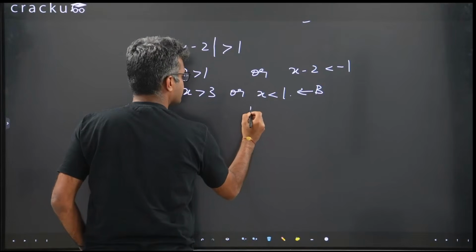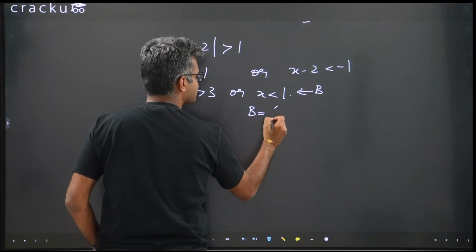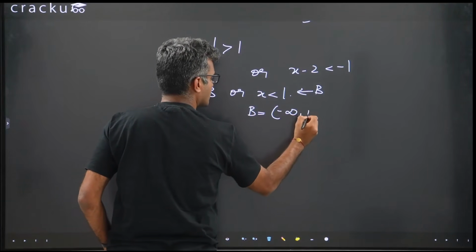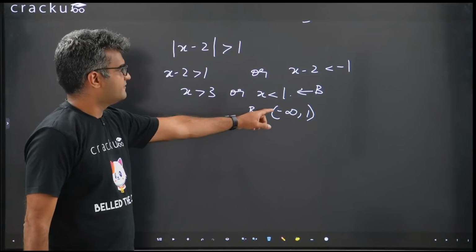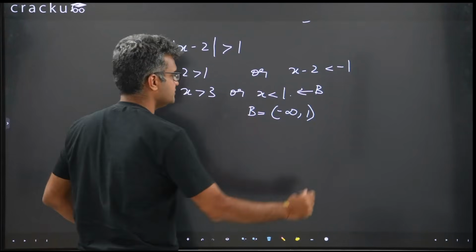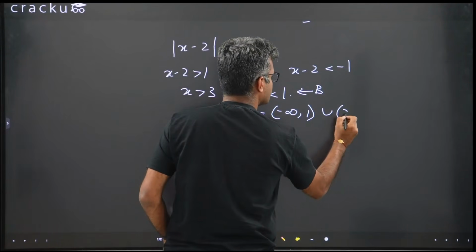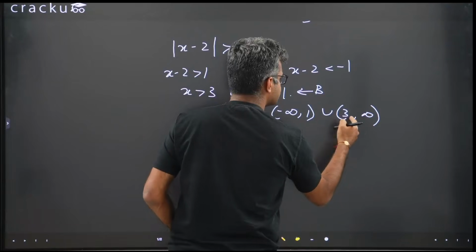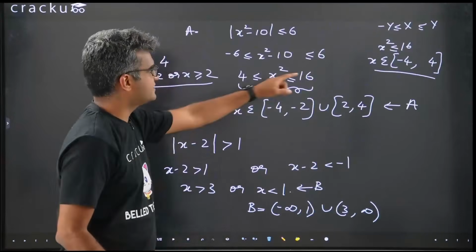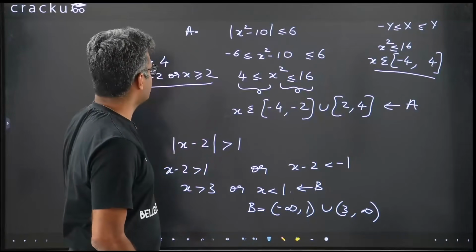So b would be minus infinity to 1. Note that 1 is not part of the interval, union 3 to infinity. This is the value of b. This is the value of a. Let us look at the four options.